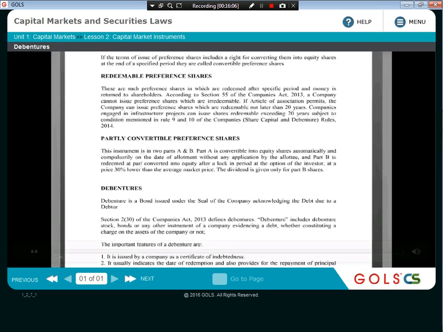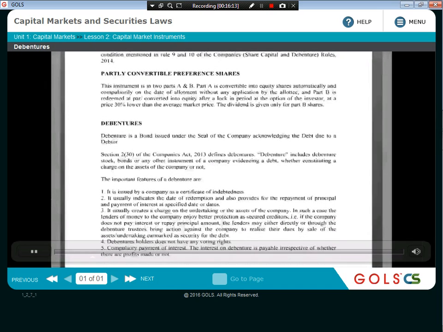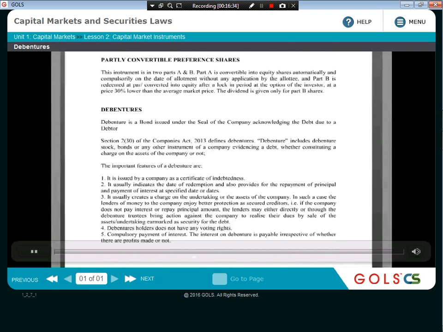Debentures. Now, in this one line you can see the definition of debentures in layman terms. The second paragraph gives the definition of debentures as per the Companies Act. A debenture is a bond issued under the seal of the company, acknowledging the debt due to a debtor. If you can remember this, you'll remember what a debenture is. A debenture is a bond. The debenture also includes a bond issued under the common seal of the company. And what that debenture or bond does is it acknowledges a debt that is due to a debtor. That is what is called a debenture.